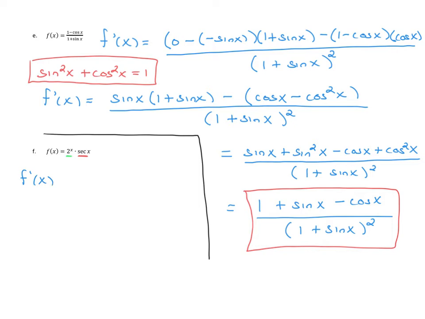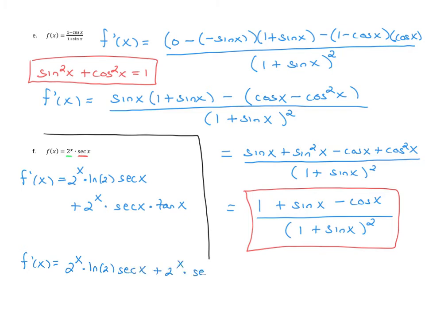So the derivative is going to be the derivative of 2 to the x, which is 2 to the x times the natural log of 2, times secant of x, plus, okay, now I leave 2 to the x alone, and I multiply by the derivative of secant. And the derivative of secant is secant x times tangent of x. That is the derivative. I'm going to try to fit it in one line. So that's f prime of x is equal to 2 to the x times the natural log of 2 times secant of x plus 2 to the x times secant x times tangent of x.